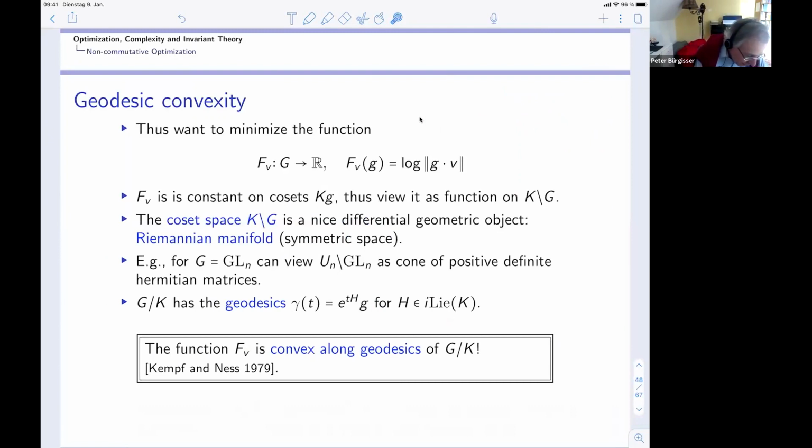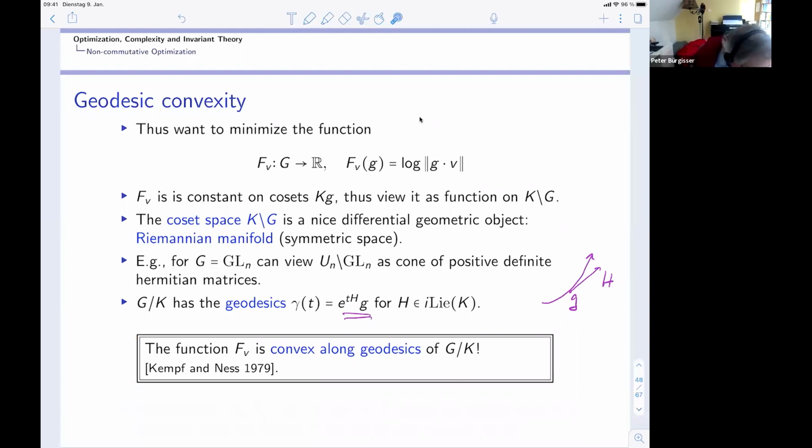The geodesics, if I write them for this coset space, are given by the exponential function. Maybe I can draw it. Here's a point G. Naive picture. Then you have a certain direction H. Think of H as a Hermitian matrix, and the geodesic is essentially given by the exponential function. And what is very important is this mathematical insight that the function f_V is convex along geodesics. So I have convexity. I deal here with a convex optimization problem, but not in a Euclidean sense, but in this Riemannian sense. This is implicit in a paper by Kempf and Ness from 1979. Good. So this is fundamental, but of course it's not quantitative.